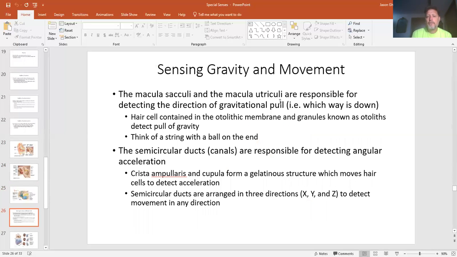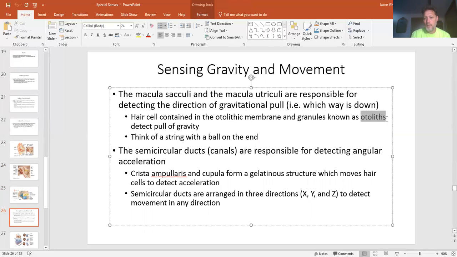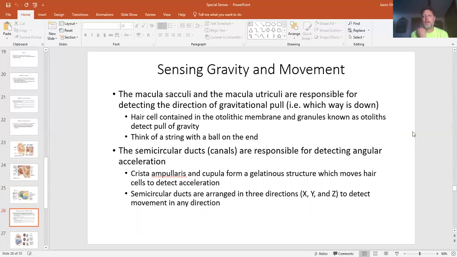These let us know which way is up and down, because in here they have stones called otoliths, right there, that detect the pull of gravity for us. Think of a ball on a string. If you hold the string, the ball falls down and it'll move around. Same thing. As you move your head one way or another, those otoliths move with it. It tells you if you're upside down, left, right, or whatever.